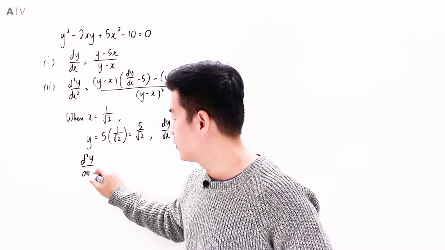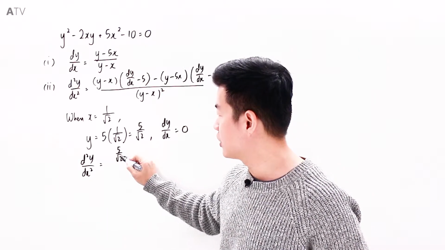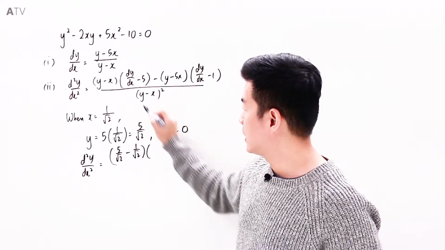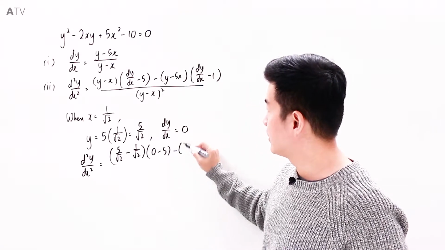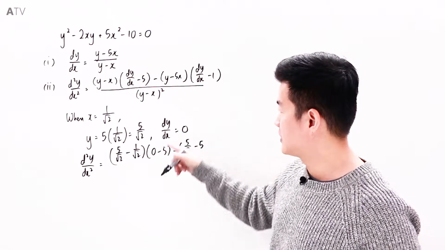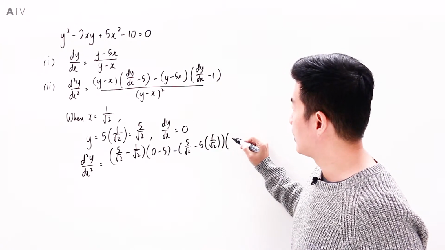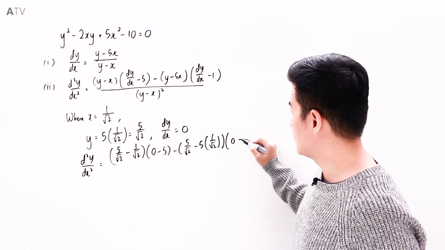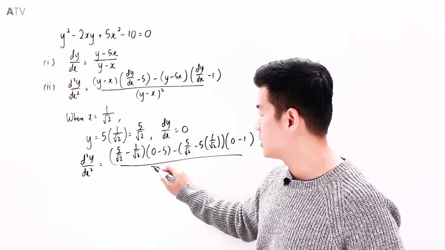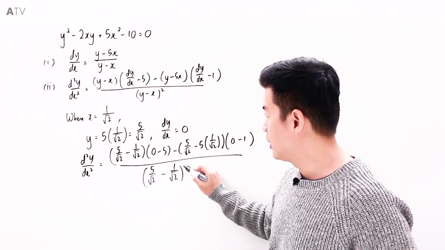So d squared y over dx squared is going to be equal to y, which is this 5 over square root of 2, minus away x, which is this. dy/dx is 0, minus 5, minus y, which is 5 over square root of 2, minus 5 times x, which is going to be this 1 over square root of 2, multiplied by dy/dx, which is 0, minus 1. And this is going to be divided by y, which is 5 over square root of 2, minus x, which is 1 over square root of 2, squared.